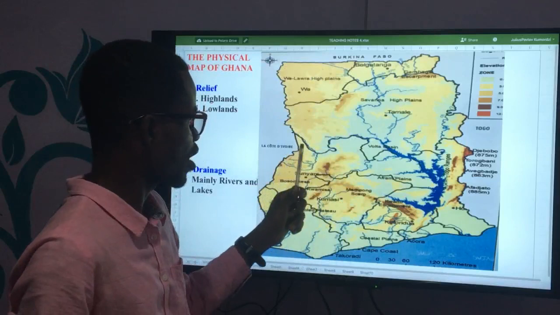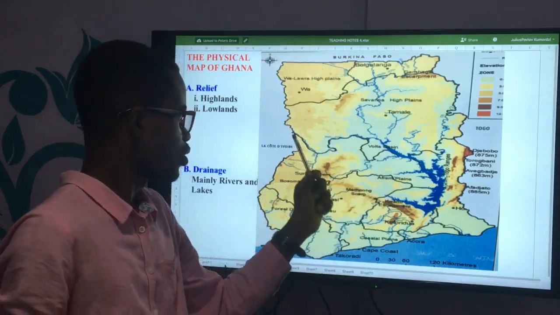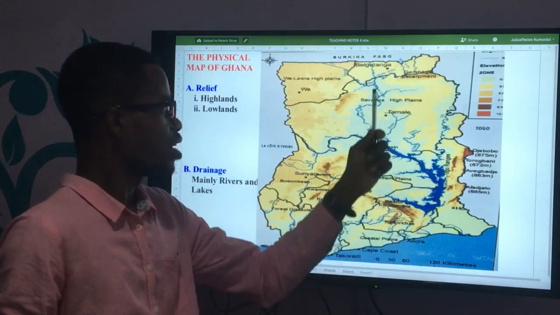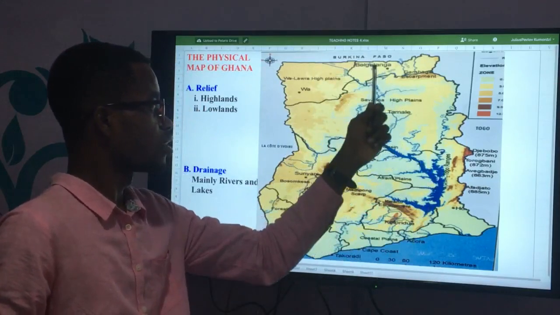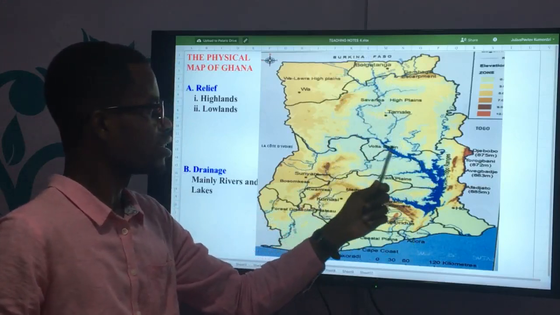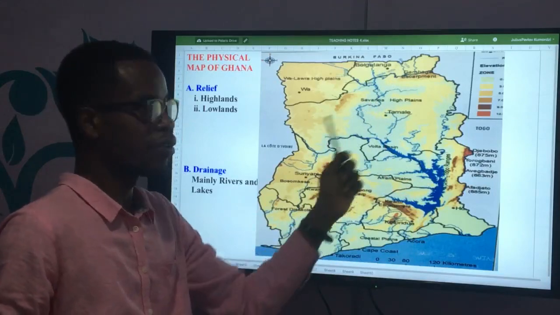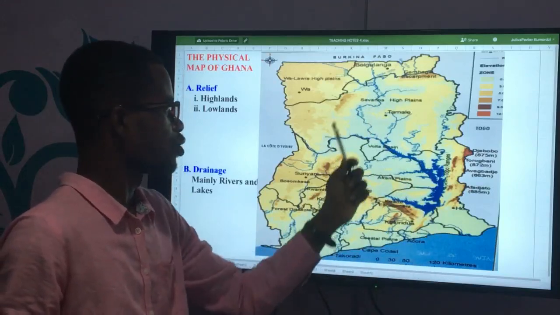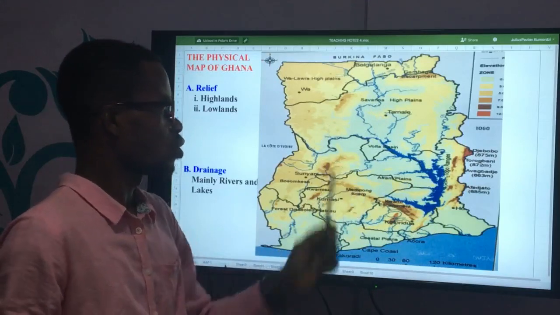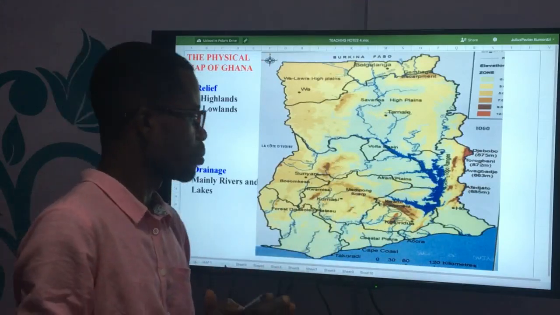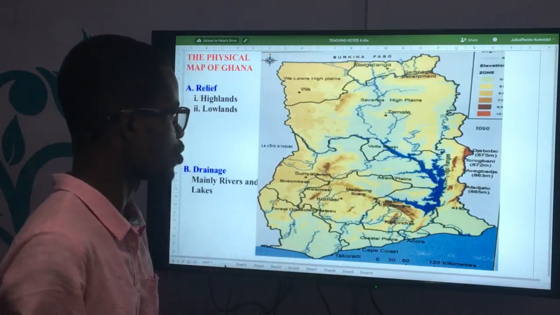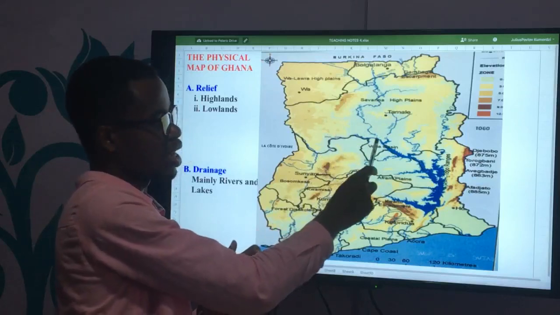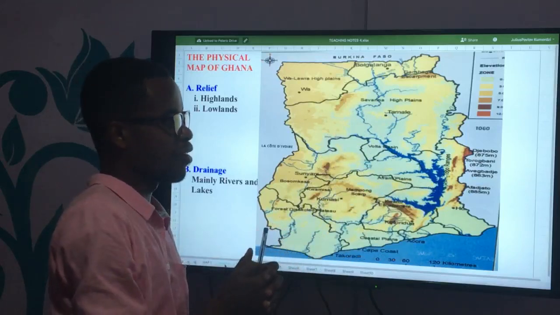So you see Black Volta from this side flows and then enters River Volta. Then we have White Volta also from this side, straight from Burkina Faso, and then enters. So we call them two small rivers joining a major one. They are tributaries. We'll learn about features of rivers, but not at this level now. So don't get confused. Just know that these two smaller rivers enter the main river Volta.